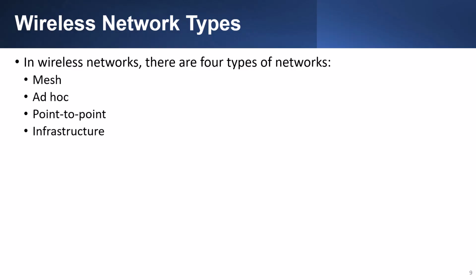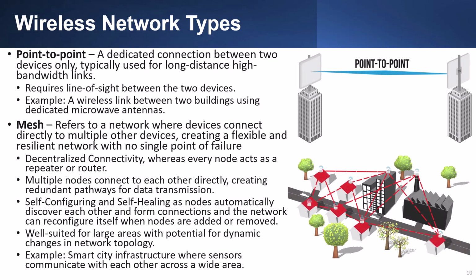In wireless networks, there are 4 types of networks: mesh, ad hoc, point-to-point, and infrastructure. Point-to-point is a dedicated connection between 2 devices only, typically used for long-distance, high-bandwidth links. It requires line of sight between the 2 devices. For example, a wireless link between 2 buildings using dedicated microwave antennas.